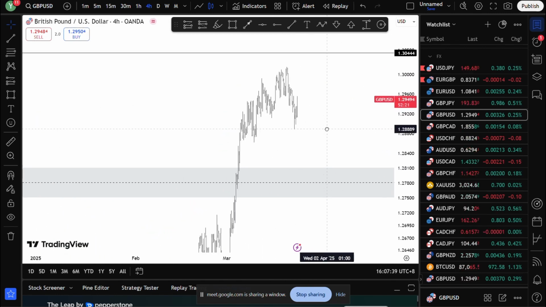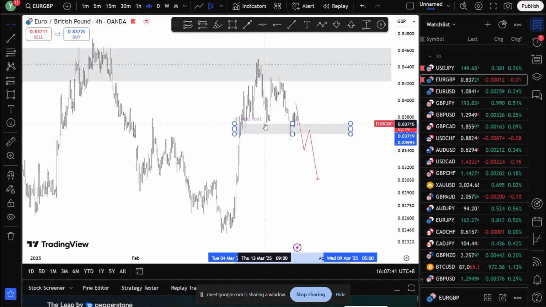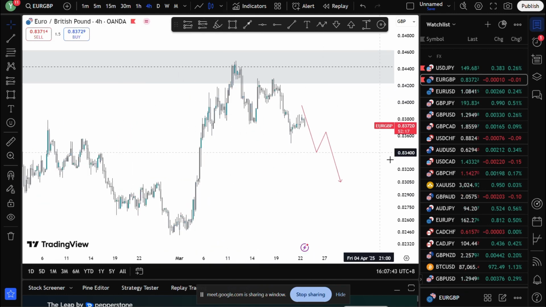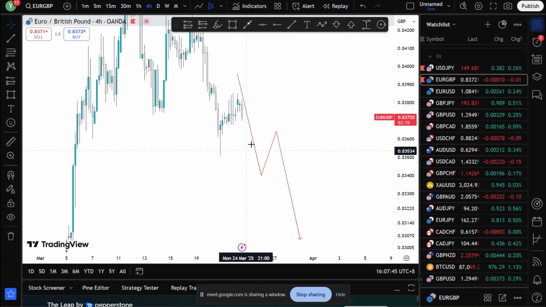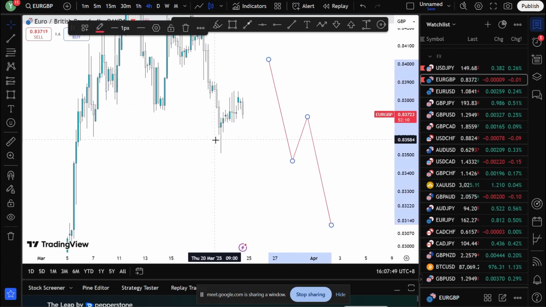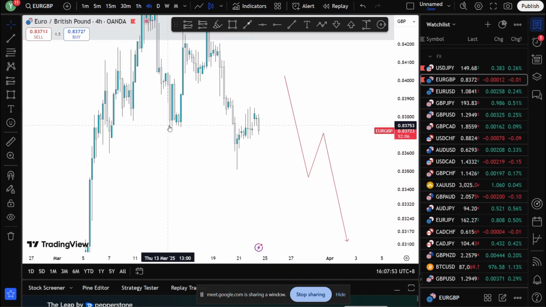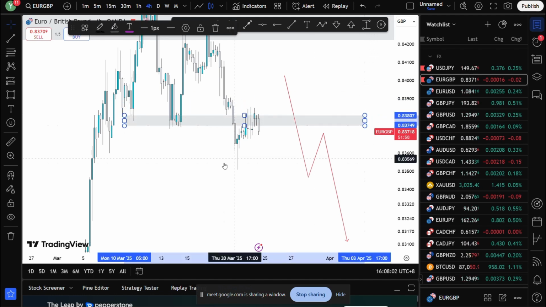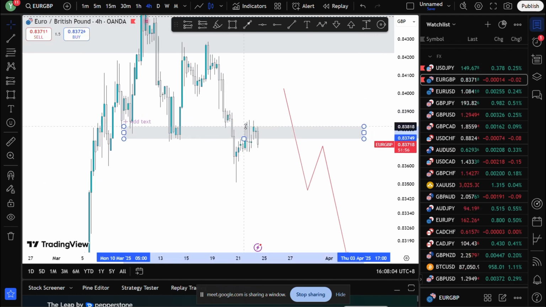And then another one is EUR GBP. I'm also waiting for a breakout and retest. The price has broken out of this zone over here, and now it went back for a retracement. I'm now waiting for the price to form some sort of confirmation before I enter the trade.